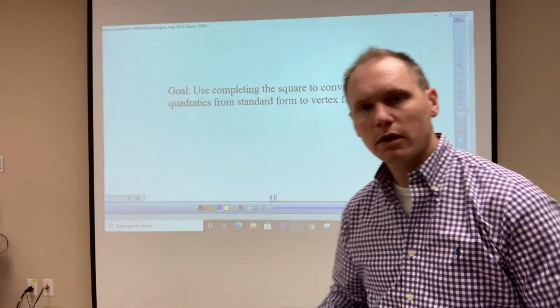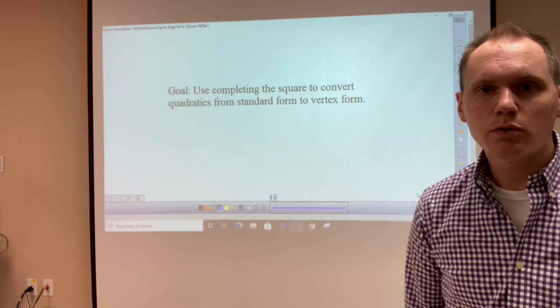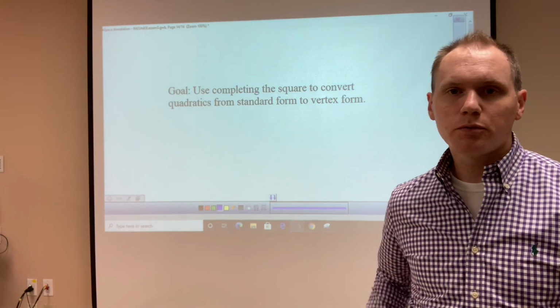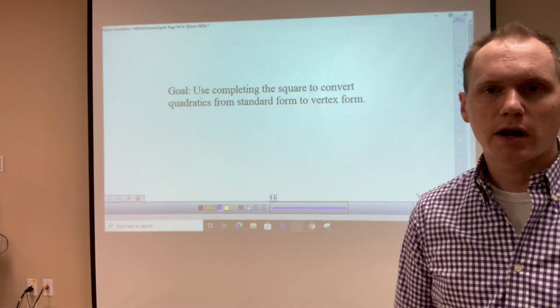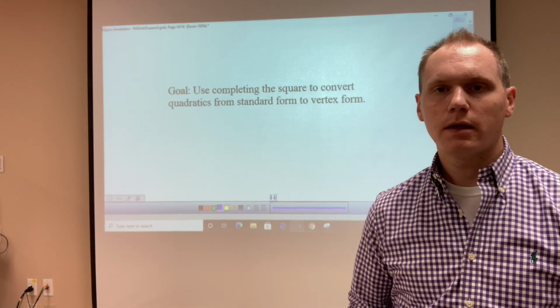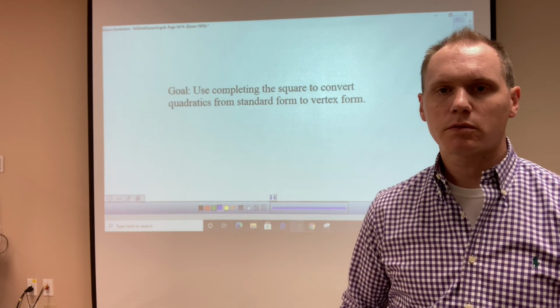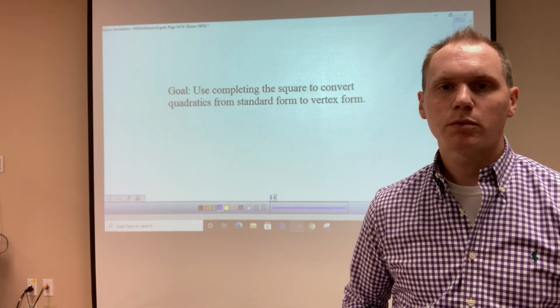But all in all, that was our goal for today, to convert from standard form to vertex form using completing the square. We also shared some other strategies such as graphing, and then of course the formula that will come into play in the next unit. Hopefully you'll join us in our next video. We'll talk more about converting between the forms of a quadratic.